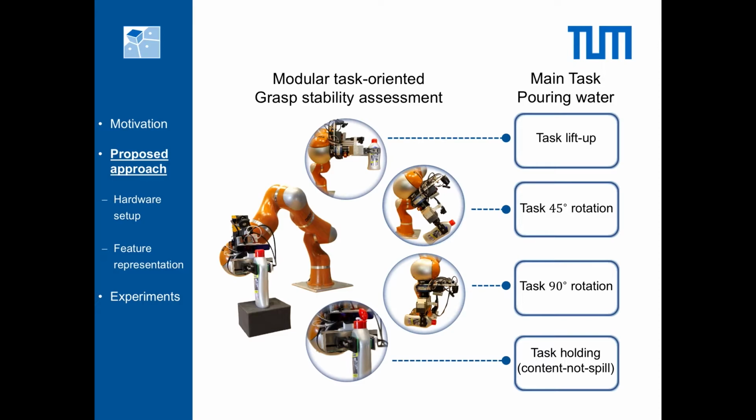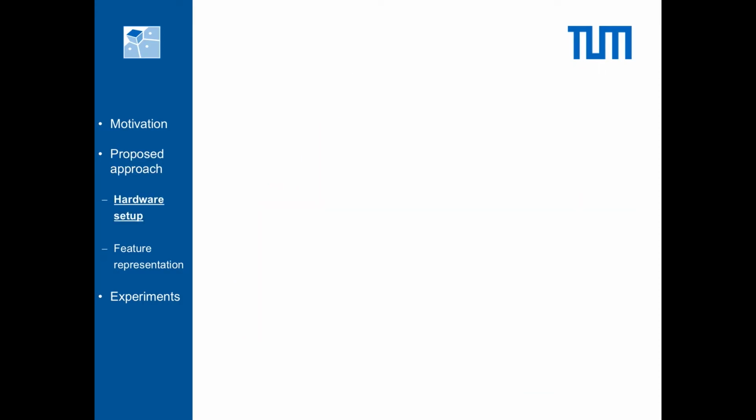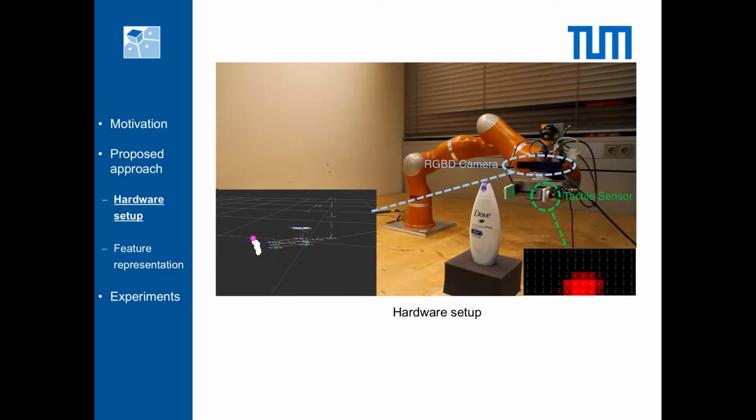In this work, we use a parallel gripper for all manipulation tasks. We attach an RGBD camera on top of the gripper. The captured point cloud data is used for both object localization and grasp stability estimation. In addition, we mount a tactile sensor on one gripper finger to obtain the tactile reading, which is the pressure distribution of the contact.